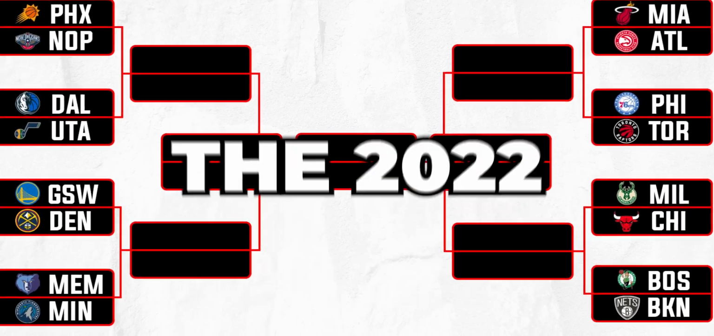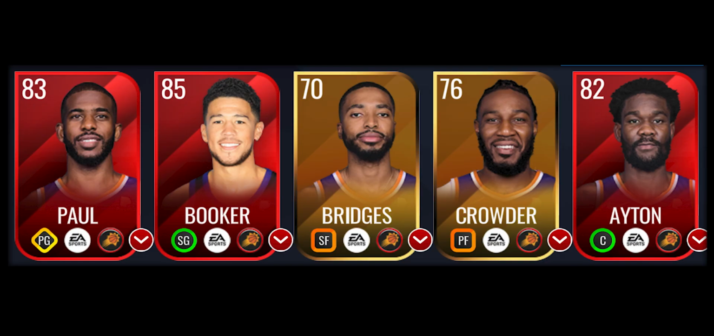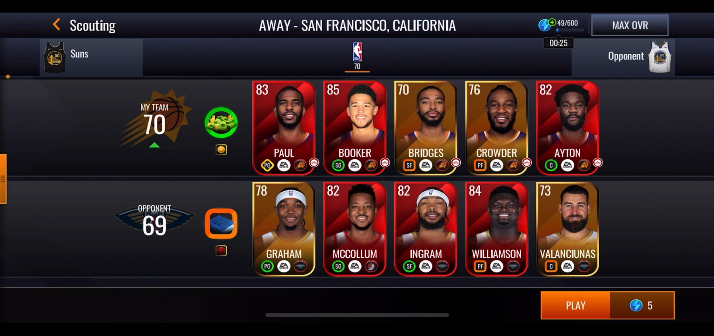I simulated the 2022 NBA playoffs in NBA Live Mobile. We're going to start off with game one over here, which was the Phoenix Suns versus the Pelicans. We got both teams over here set up and ready to go.